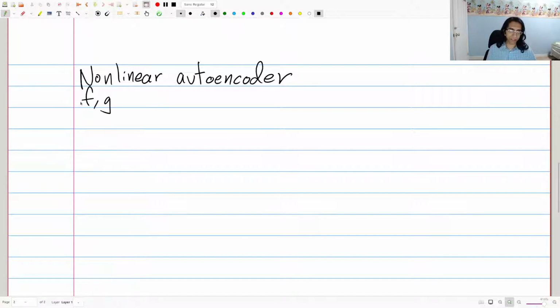There are, of course, other variations, which are very common. For example, nonlinear autoencoders are also relevant. And this is essentially the same thing, where F and G are nonlinear being the only difference.